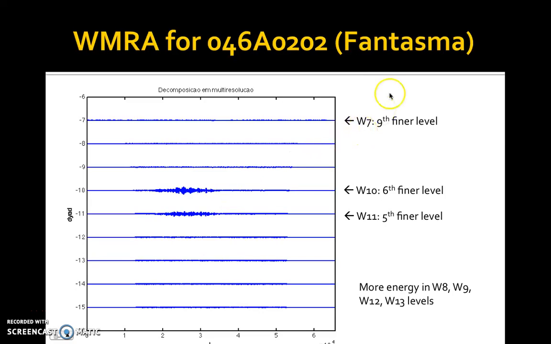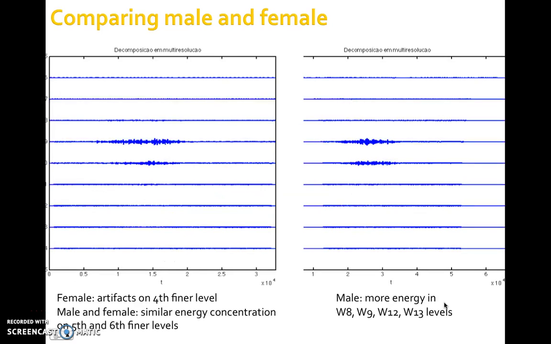If you observe the male signal, we also find the same thing, but we also find more energy in other levels as well. Comparing the male and the female, we find artifacts on the female on the 4th finer level. And for the male vocalization, we find more energy in other levels compared to the female.